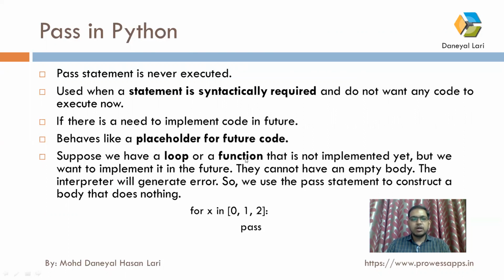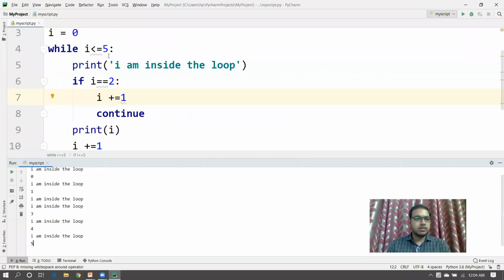Suppose we have a loop or a function that is not implemented yet. We are creating a loop but not implemented, meaning we are not going to write the logic of what will be the functionality of this loop. We are creating a function, and what action will be performed by this function, we will define in the future, but syntactically it is required. We want to implement it in future, but they cannot have an empty body. What is meant by this?